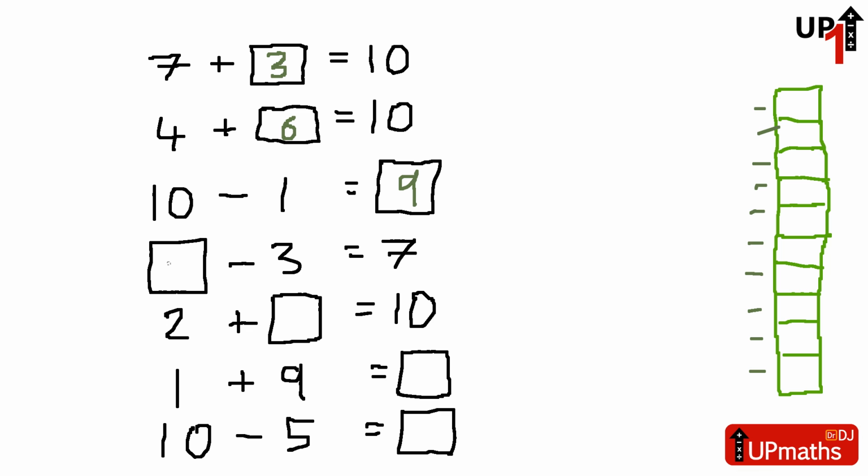Something minus 3 is 7. Oh, that's 10 again, because 3 and 10 make 7. 2 and 8 make 10. What does 1 and 9 make? That'll be 10 again. Oh, 5 and 5 is 10. We've written that as 10 minus 5 is 5.